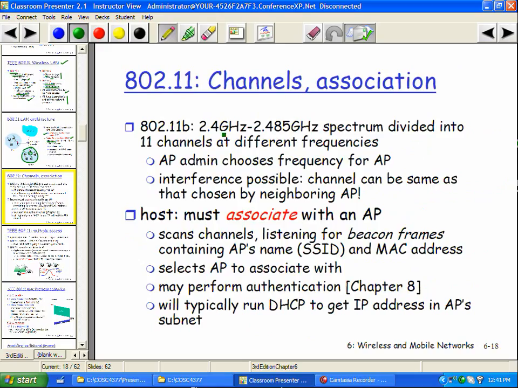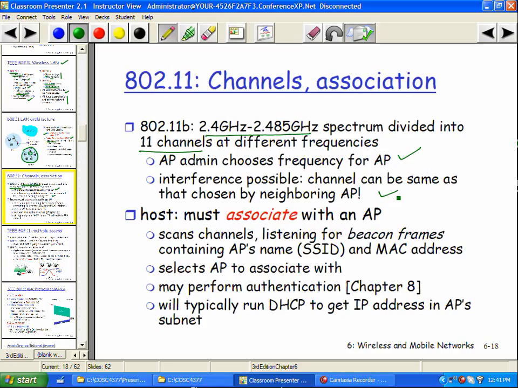So in 802.11b, the spectrum is divided into 11 channels based on frequencies, and the access point administrator can choose which frequency to use. And of course, interference is possible.